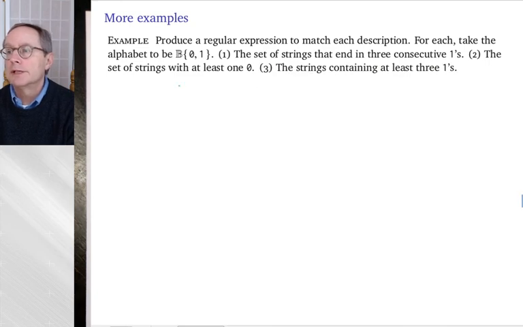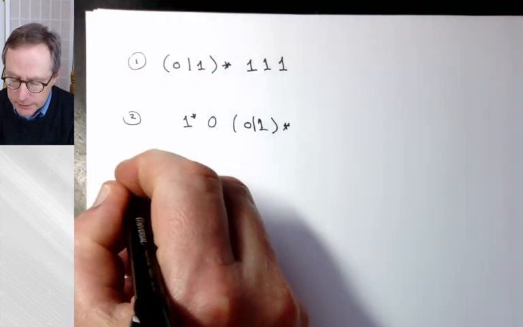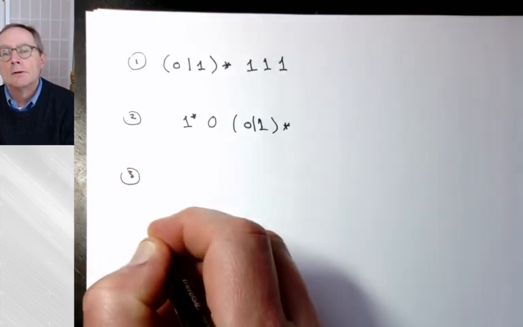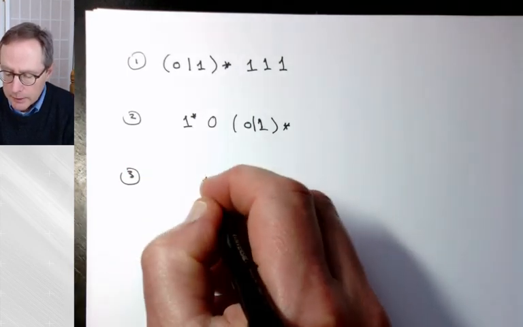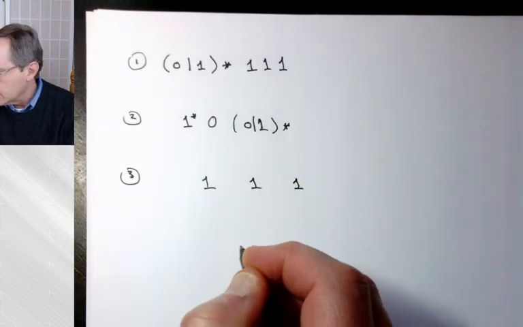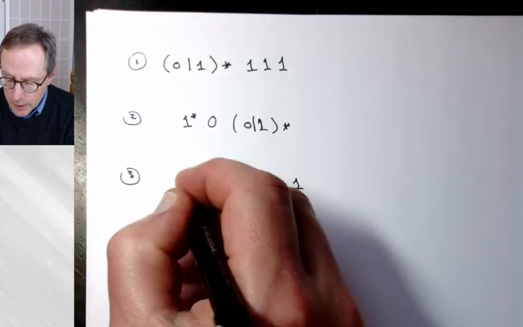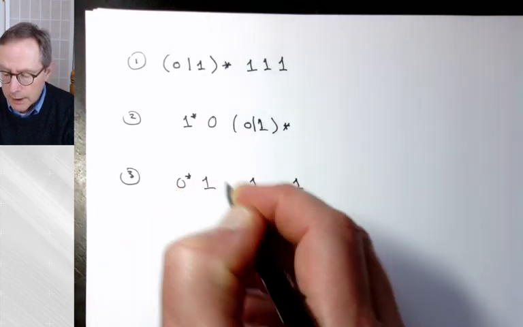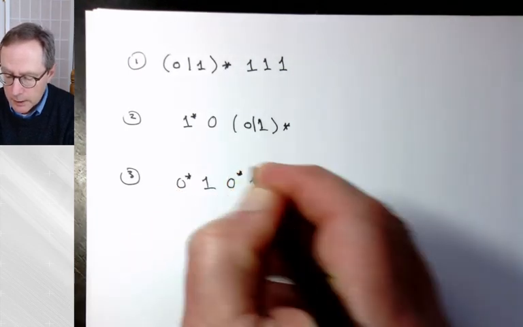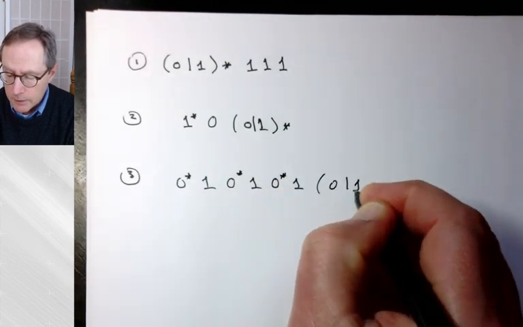The set of strings containing at least 3 ones. Now it doesn't say they've got to be consecutive, it just says at least 3 of them. So you say, well, there's got to be a 1, there's got to be a 1, and there's got to be a 1, and in between can go any other stuff. So fair enough, I'll write it this way, but there are other things that a person can do. 0 star 1, 0 star 1, 0 star 1, and then 0 or 1 star.